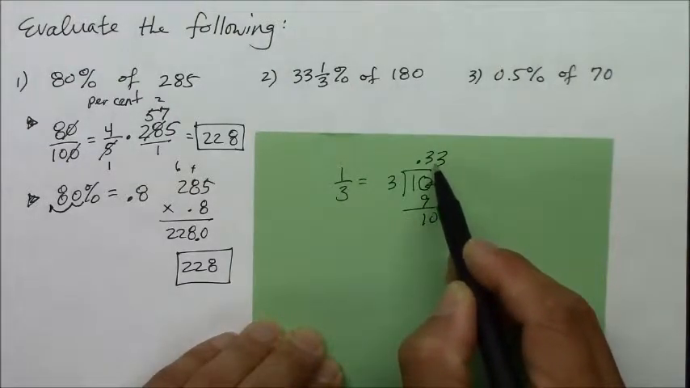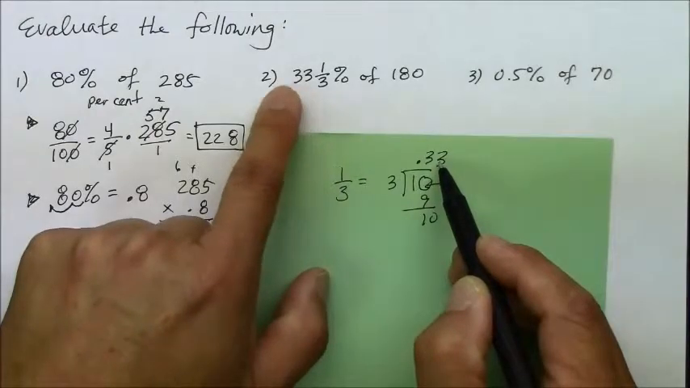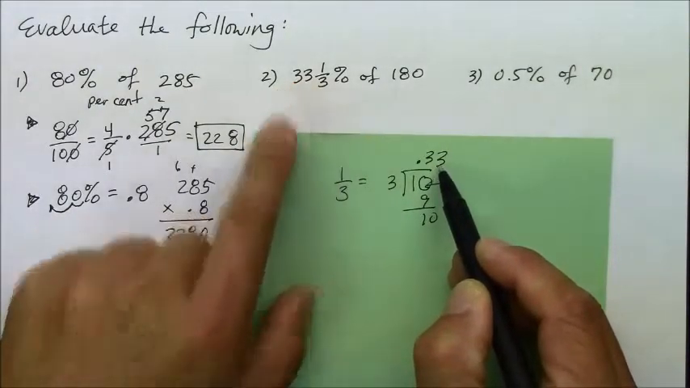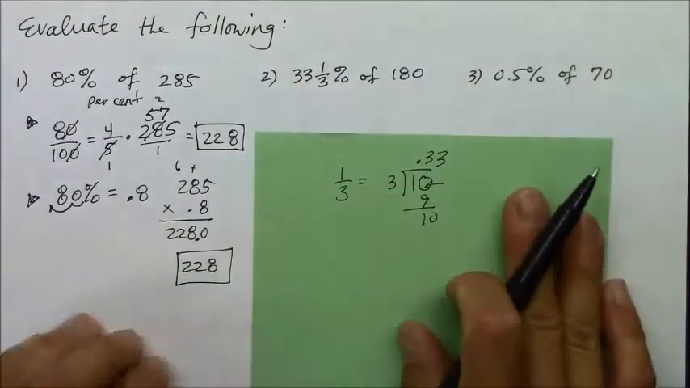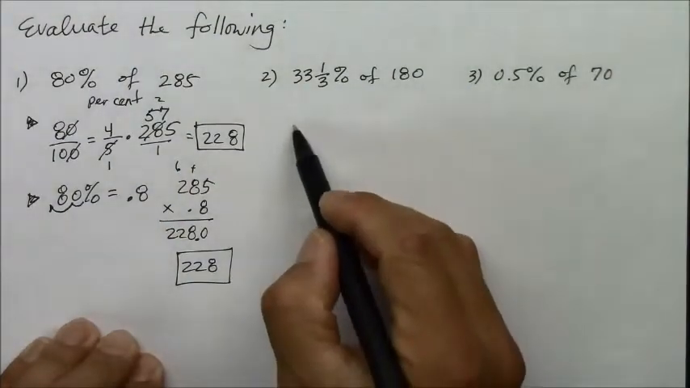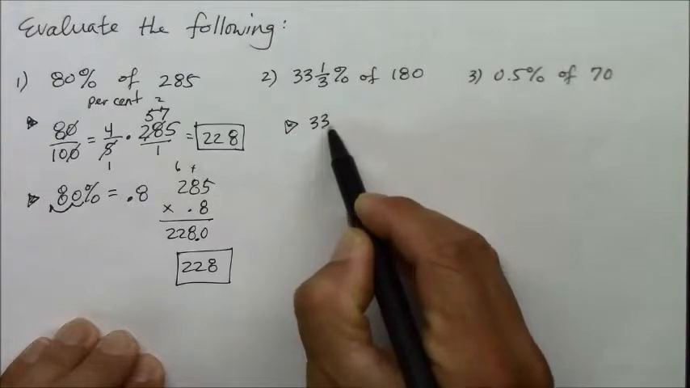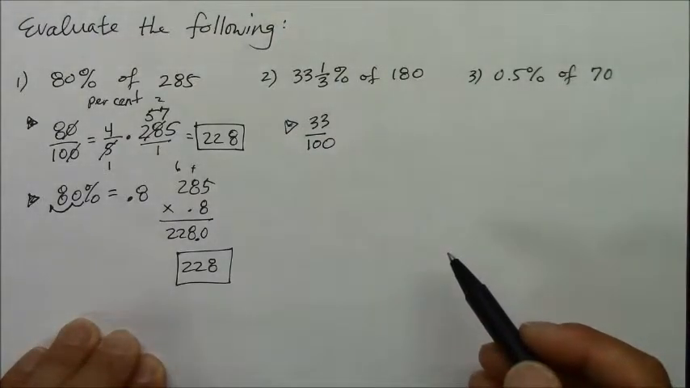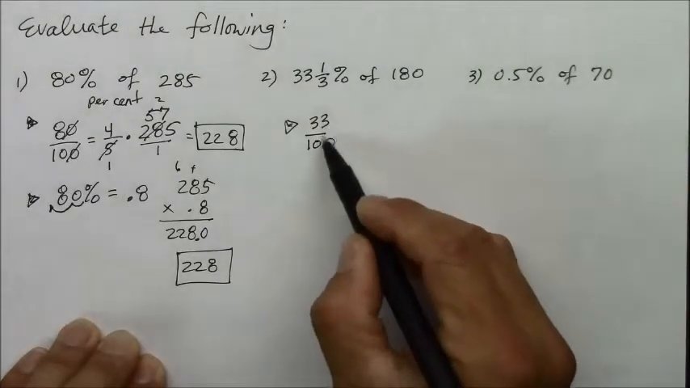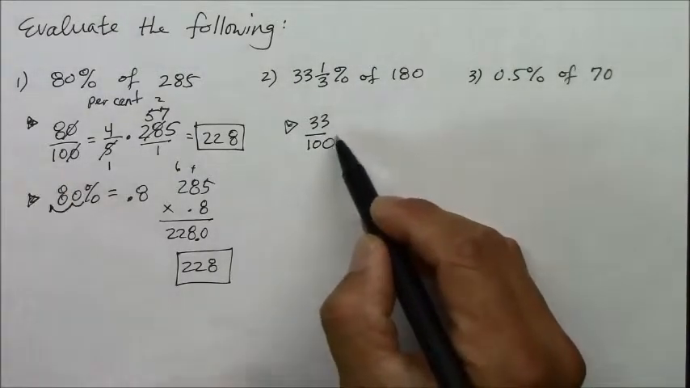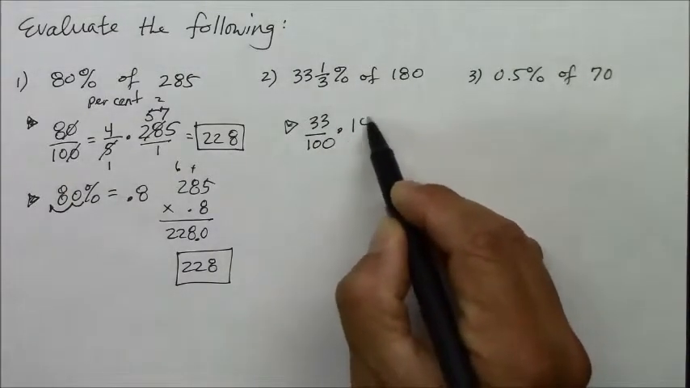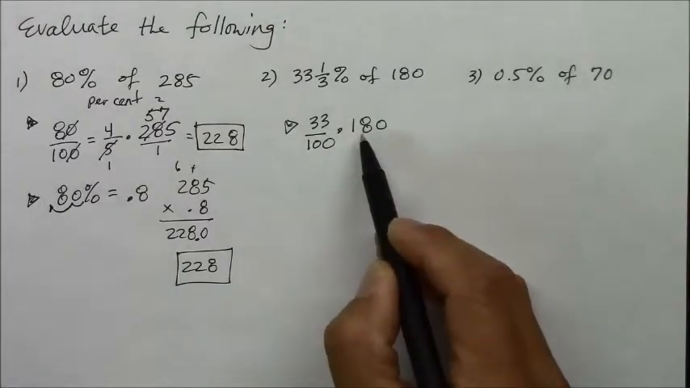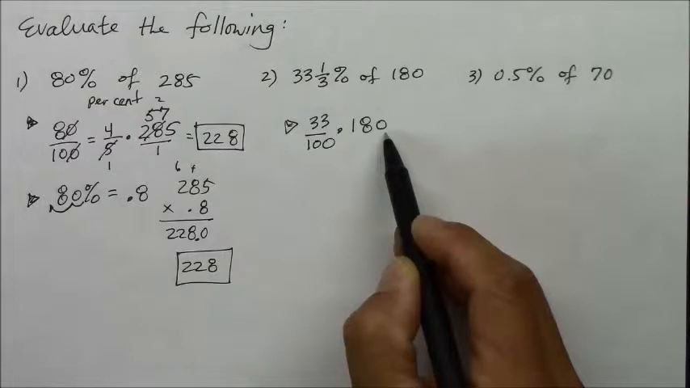So we could just round it up to a whole number. Instead of saying 33.33%, we could just convert that into 33 over 100. Since we cannot reduce this one like we did over here, we're going to take this fraction now, multiply it to 180. We're basically taking 33 over 100 of a 180 whole number.